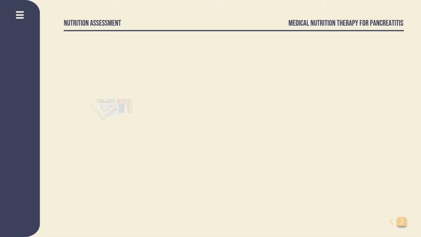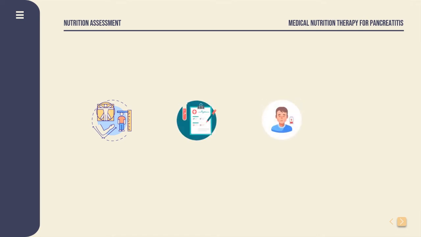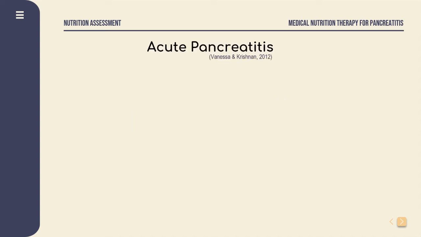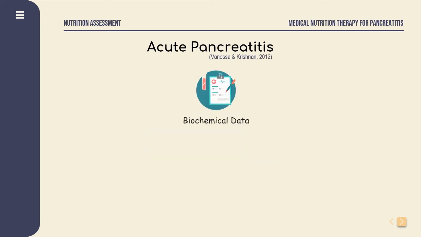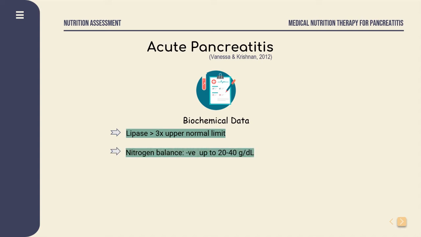Nutrition assessment includes anthropometry, biochemical data, nutrition-focused physical findings, NFPF, and food nutrition-related history, FNRH. For acute pancreatitis, the anthropometry includes malnutrition and muscle mass and function decline. The biochemical data of chronic pancreatitis include serum amylase or lipase greater than 3 times the upper normal limit. Protein catabolism, where nitrogen balance can be negative up to 20 to 40 gram per deciliter.